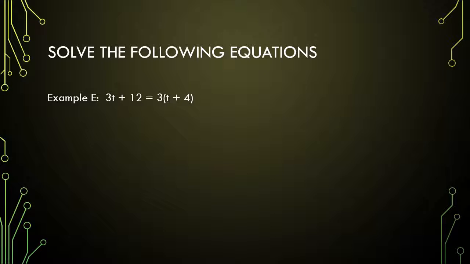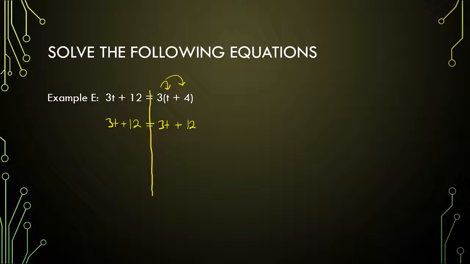For example E, we're solving the equation 3t plus 12 is equal to 3 times t plus 4. We have parentheses, so we know we need to distribute. 3 times t and 3 times 4 gives us 3t plus 12. On the left side, we have 3t plus 12 to bring down.